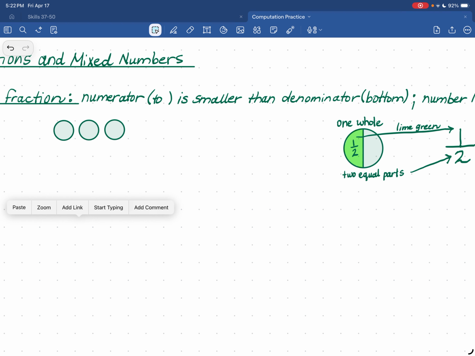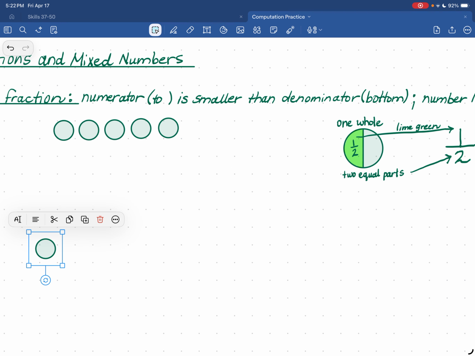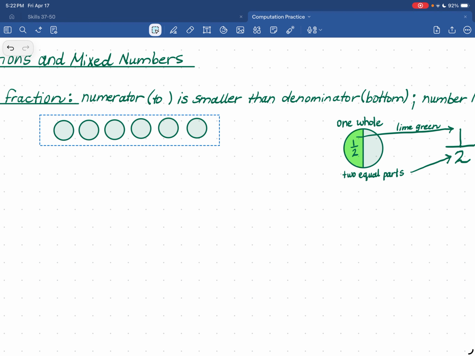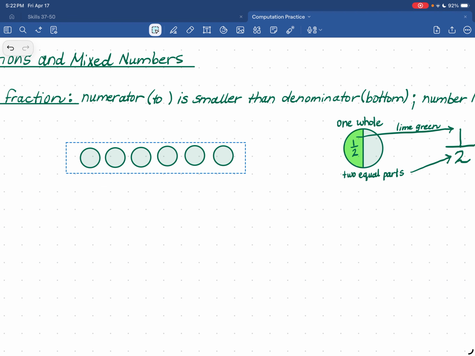We could do 6, but 4 will work, and actually I'm going to go ahead and do 6 because it's working okay for me. So in this case, we have circles that are not connected. This is a group of circles, or an array of circles. But you can also talk about a fraction this way.